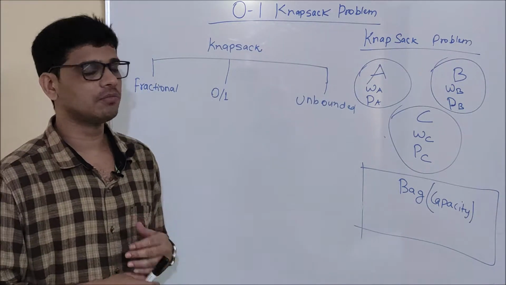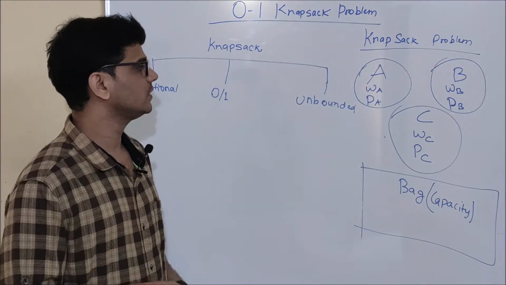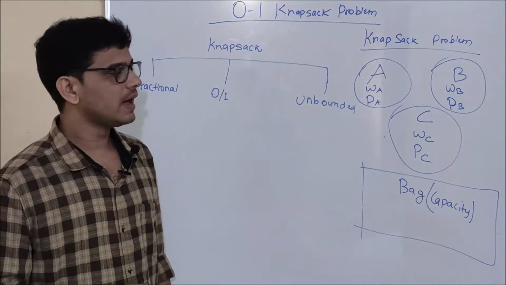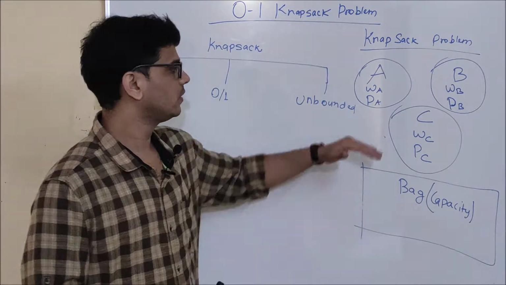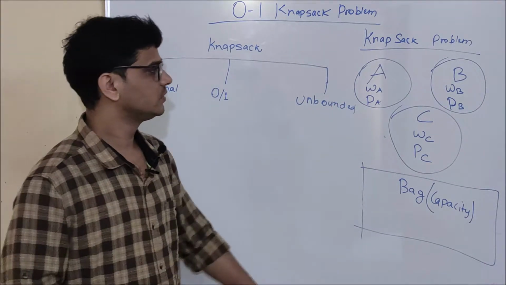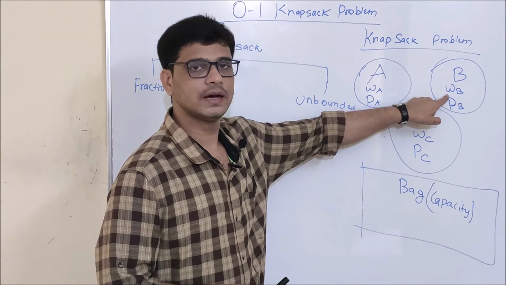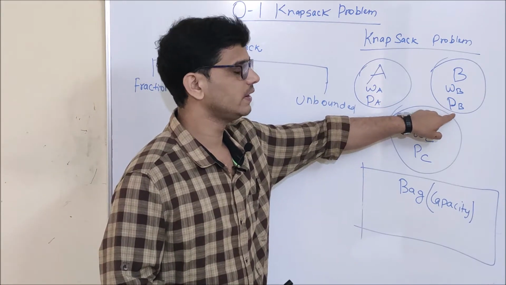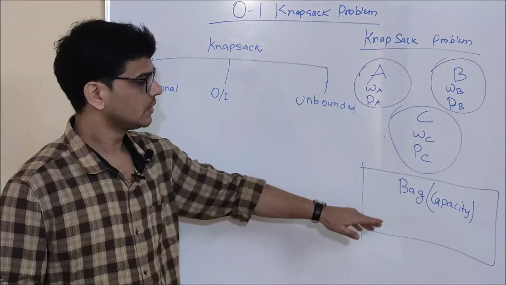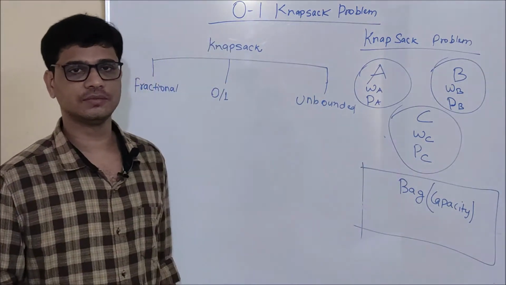In a knapsack problem, we have a bag and a few items. As you can see here, I have items A, B and C. With every item, I have a weight associated with it and a price associated with it. Similarly, with item B, I have a weight WB and a profit B associated, and with item C, I have weight C and profit C associated with it.